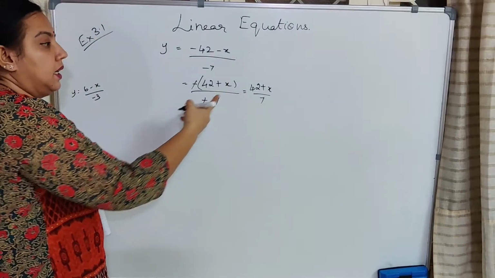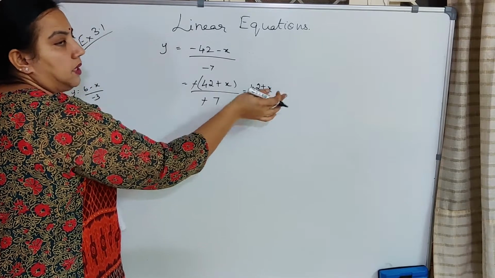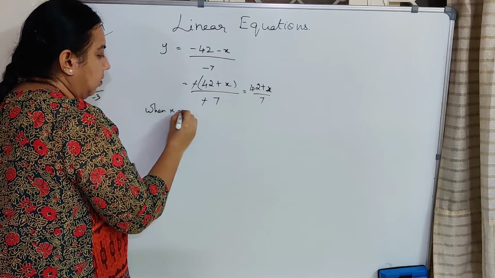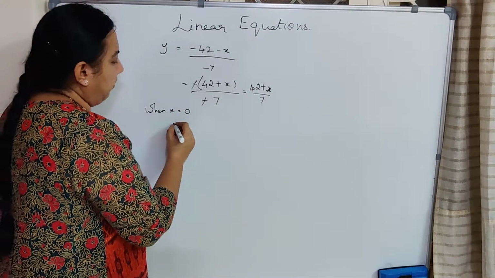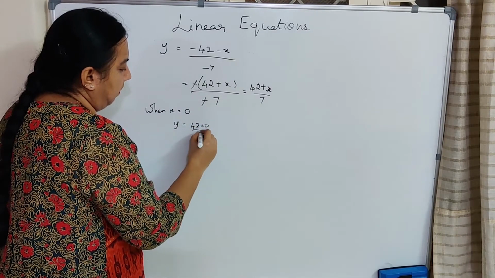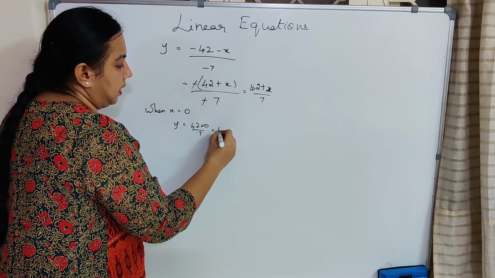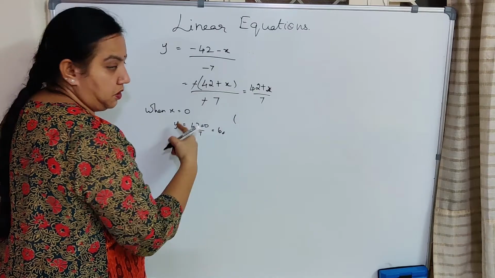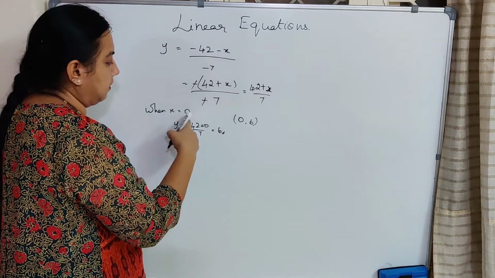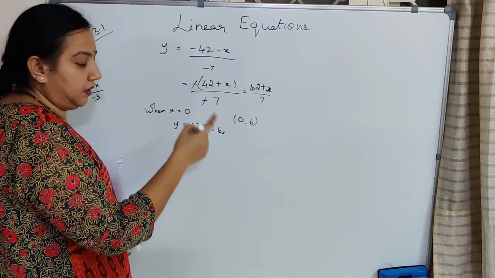Here, in the x, I substitute different values. When x is equal to 0, then y is equal to 42 plus 0 by 7. It becomes 42 by 7, which is 6. So the first point is 0 comma 6. 0 is the x value, 6 is the y value. This is the first point which I am going to mark on the graph.